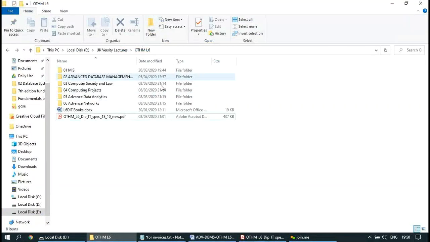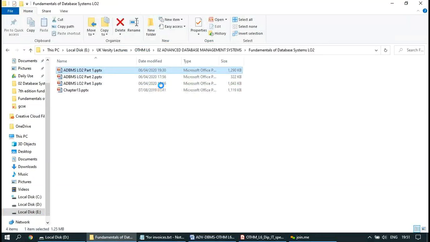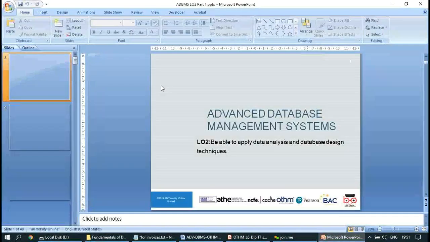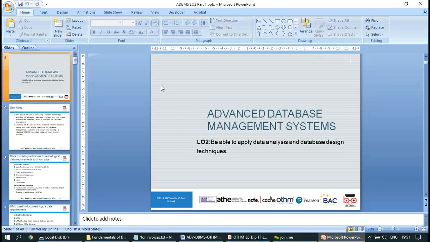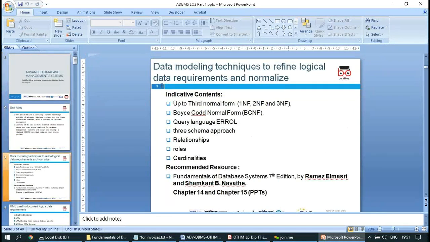Let me complete a few things first, and then we come back to this. Advanced databases, LO2, part 1. So the unit ends are the same. So overall the topics today are the first normal form, second normal form, and the Boyce-Codd normal form, which is basically the extension of the third normal form.